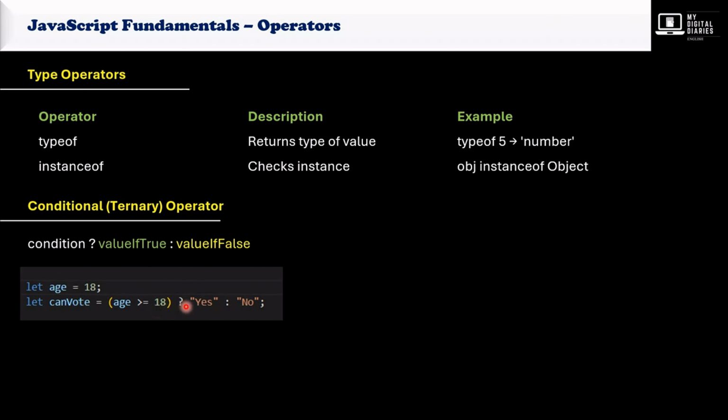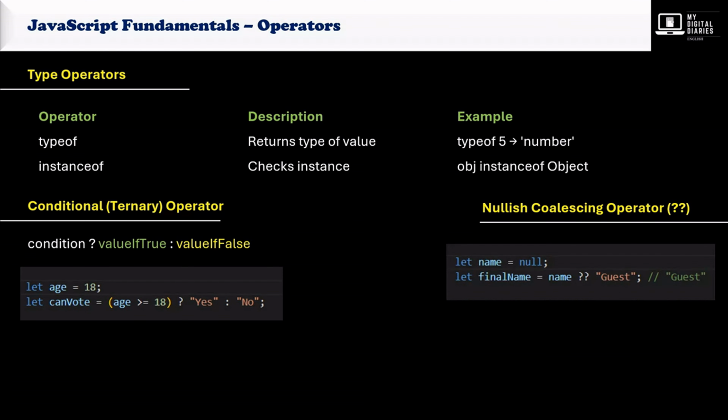Now let's move to the nullish coalescing operator, that is double question mark. This is used when we want a default value if something is null or undefined. So let name is equal to null, and we are saying final name is name double question mark guest. This is your nullish coalescing operator. So if this name value is null, then the value will get assigned as guest. This will be used to assign default values in case your variable has a null or undefined value.